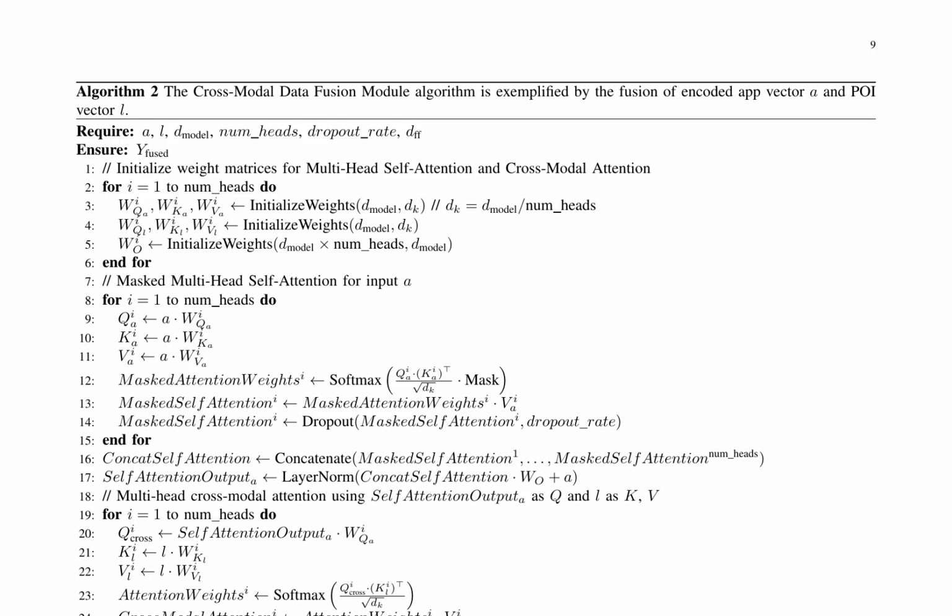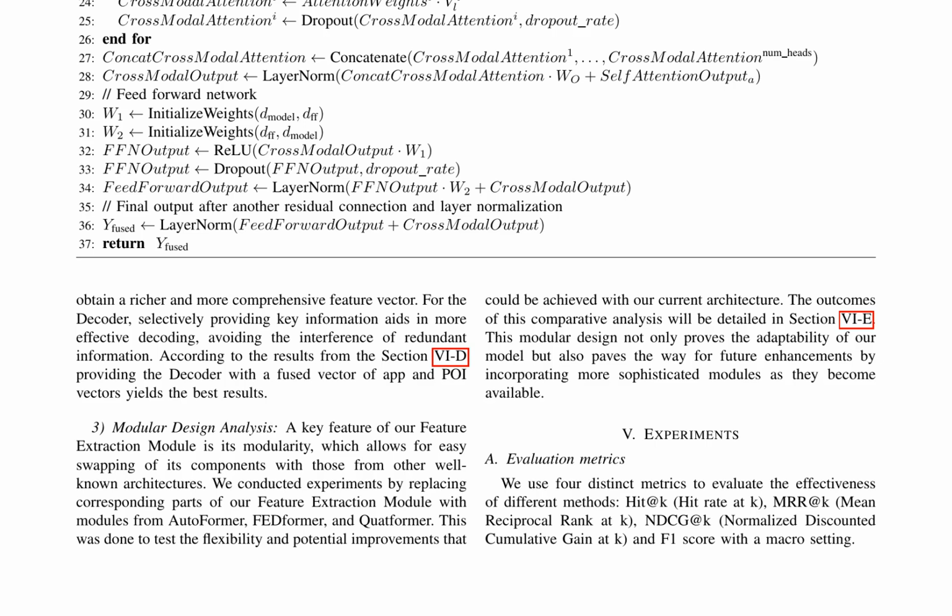The proposed cross-modal data fusion module utilizes a combination of multi-head self-attention and cross-modal attention mechanisms to effectively integrate app and POI data. The authors also employ a feed-forward network to further process the fused features. The output of the fusion module is then fed into a decoder for generating the final prediction.